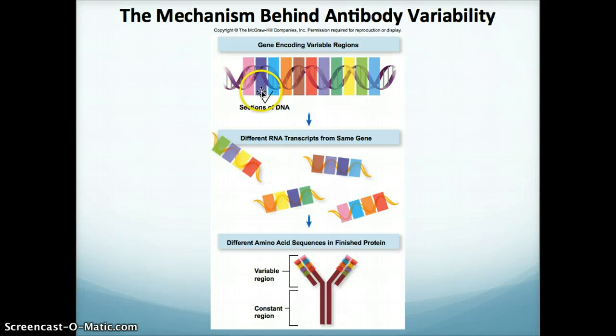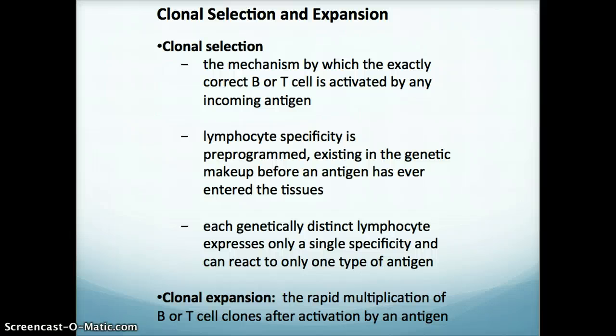We have a gene that encodes these variable regions, and different RNA transcripts will come from that same gene. What we end up with is this very variable region that is the part that can bind to an antigen. And then we have what is called the constant region in these B cell immunoglobulins, which does not have very much variability because it's not the portion looking to bind an antigen. So when we look at this, how do we select which ones we're going to keep or which ones we're going to make more copies of?